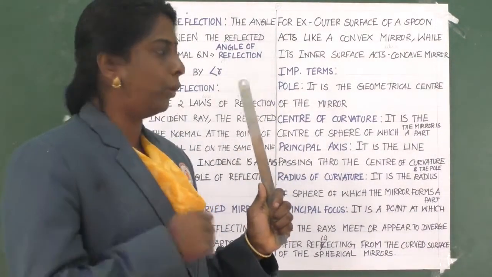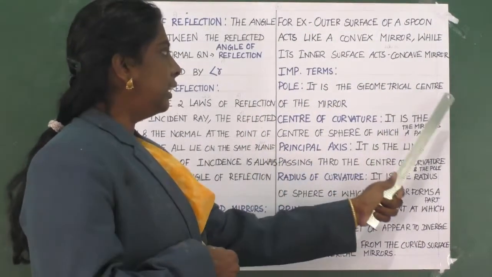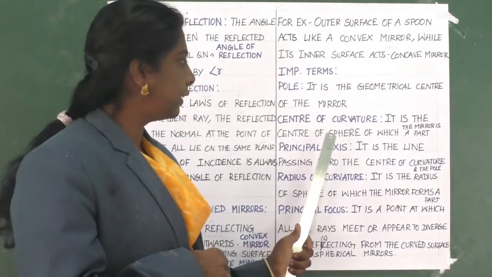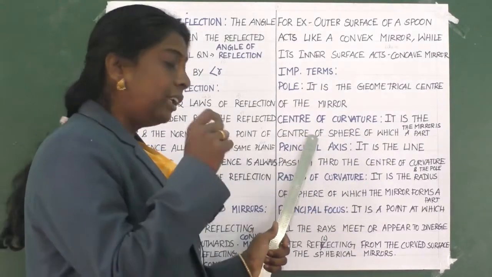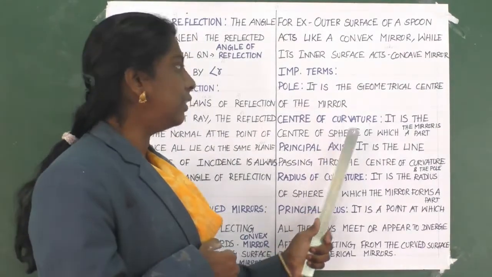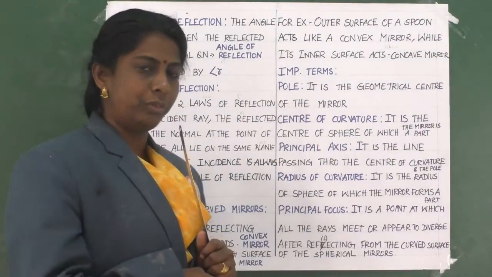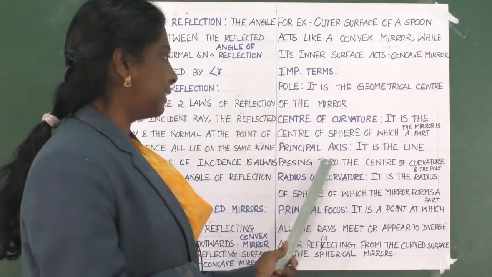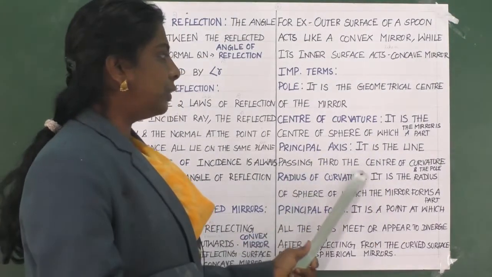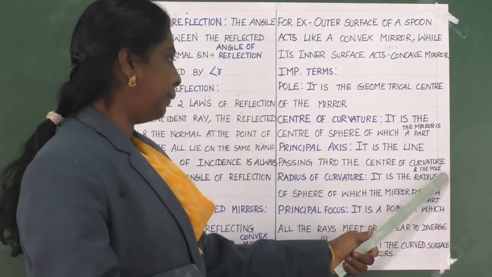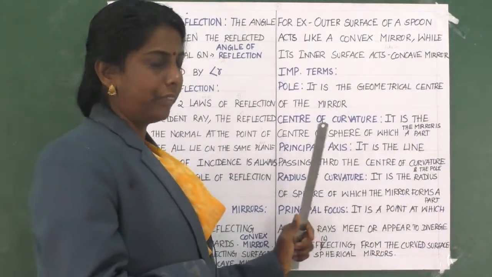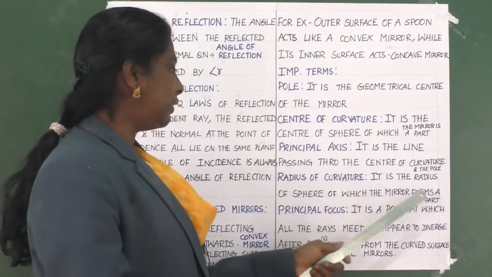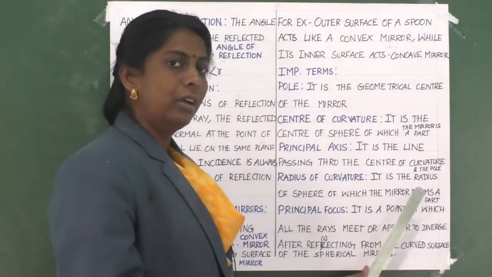Now let us learn the same terms again. First important term, pole. What is pole? It is the geometrical center of the mirror. Next is the center of curvature. It is the center of the sphere of which the mirror is a part. Next is the principal axis. It is the line passing through the center of curvature and the pole. Clear? Next is the radius of curvature. It is the radius of the sphere of which the mirror forms a part.